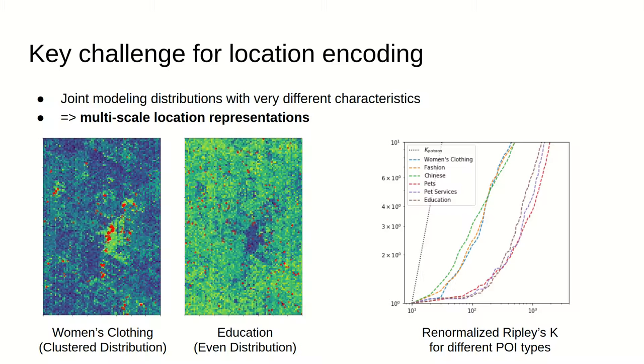The key challenge for location encoding is jointly modeling spatial distributions with very different characteristics. For example, different POI types have very different spatial distribution patterns. Women's clothing shows a clustered distribution, whereas education is rather evenly distributed. Ripley's K plot also shows this distinction for different POI types. In order to handle this, we need an encoding method which supports multi-scale representation.